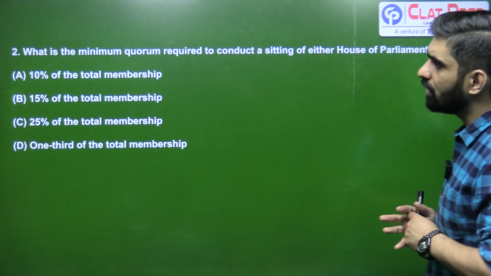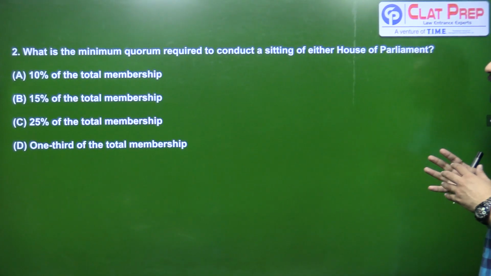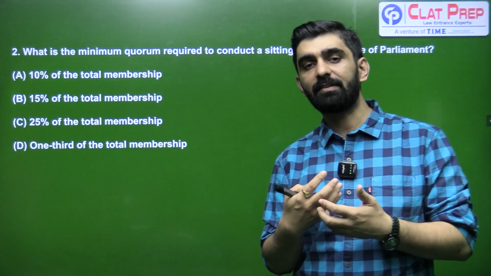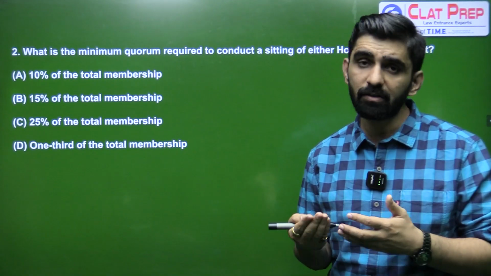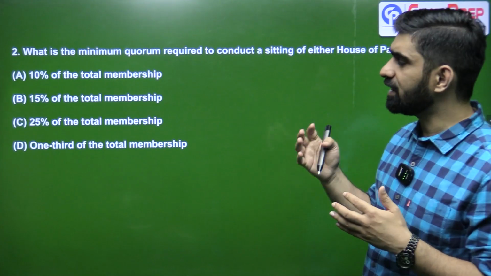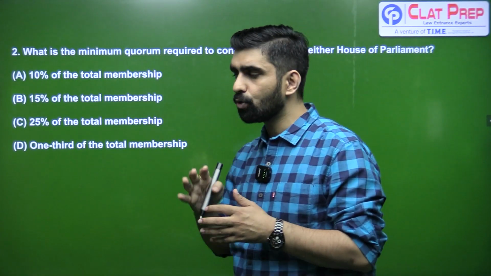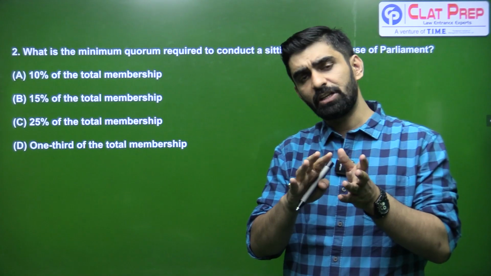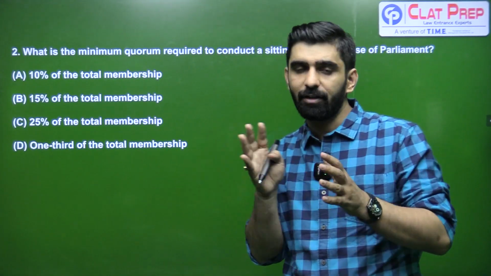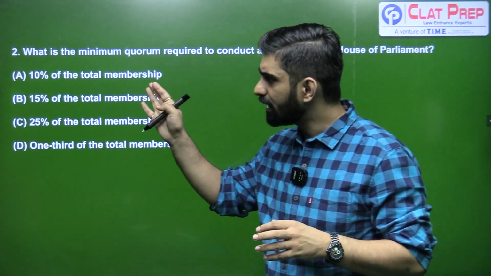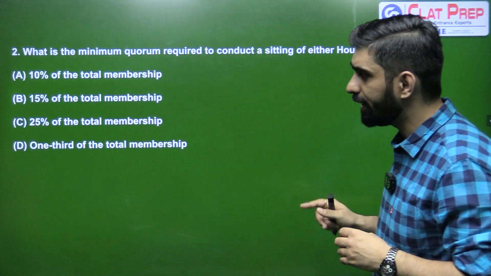Moving on to the next question. What is the minimum quorum required to conduct a sitting of either House of Parliament? So we have discussed this also. The quorum basically specifies the minimum number of members required to conduct a meeting, and in case of Lok Sabha and Rajya Sabha, it is at least 1/10 of the total membership, which means this would be around 55 in the case of Lok Sabha and around 25 in the case of Rajya Sabha. So the correct answer for 2 is going to be A only.